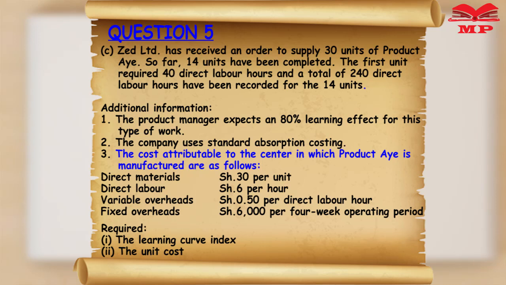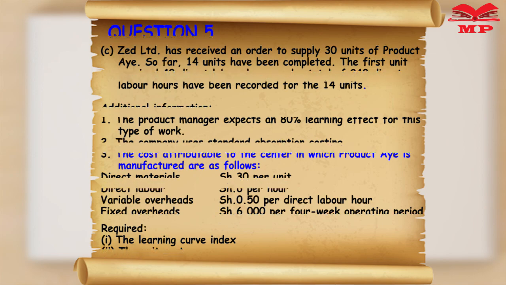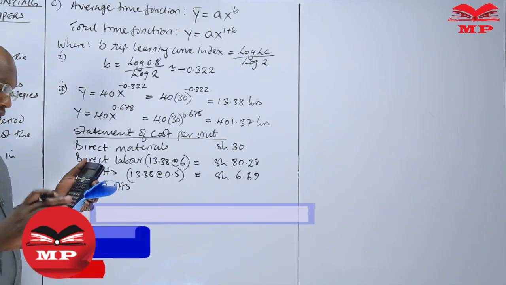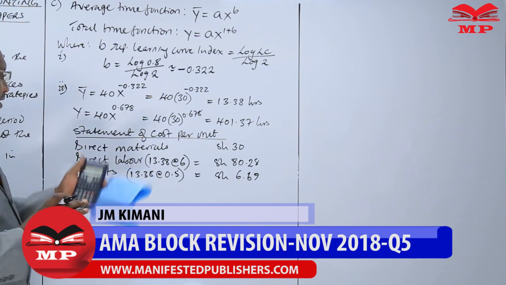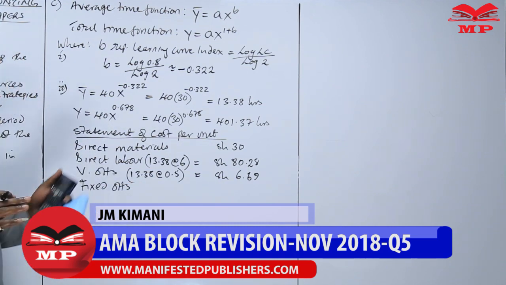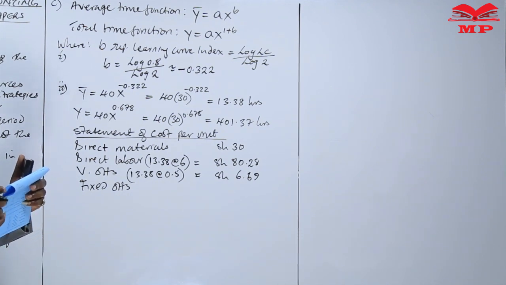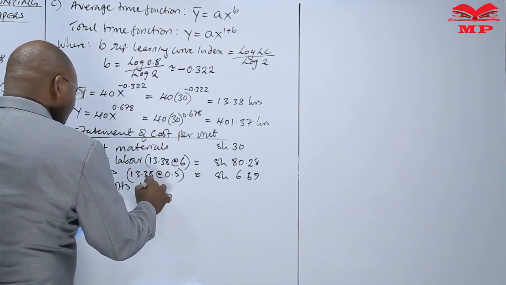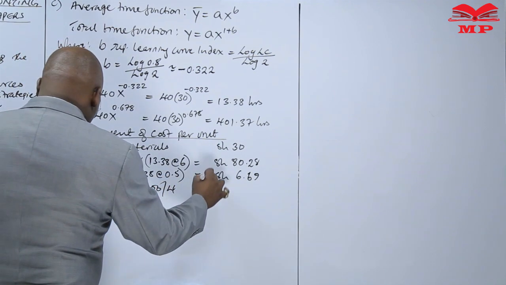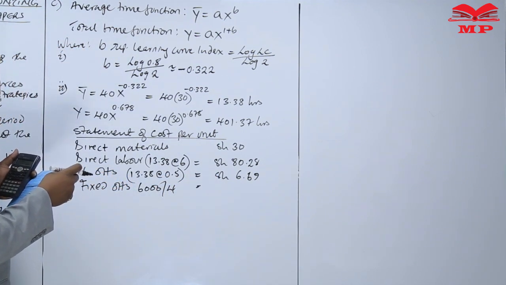Of product I, so far 14 units have been completed. The first unit total hours worked is 240. Direct labor hours have been recorded for the 14 units. So we can say that if 6,000 is for the total of 30 units, we can just divide by the 30 units, or else we can just divide by the 4 weeks, which is per week. So we say that this is 6,000 divided by 4 weeks, because this is per 4-week operating period.